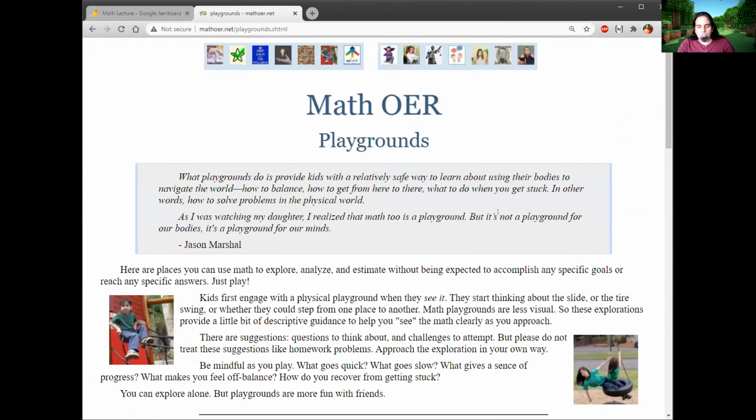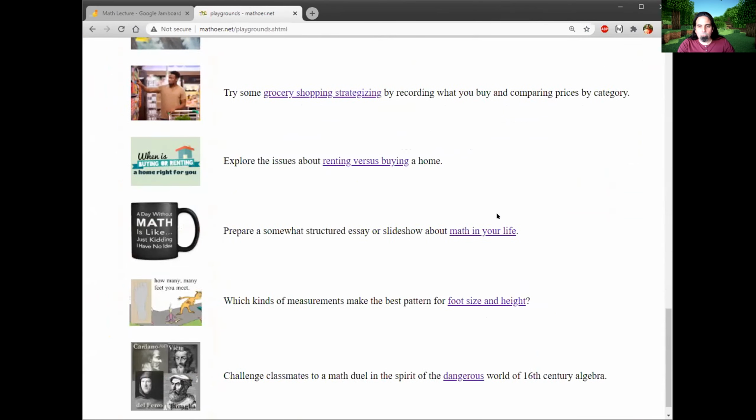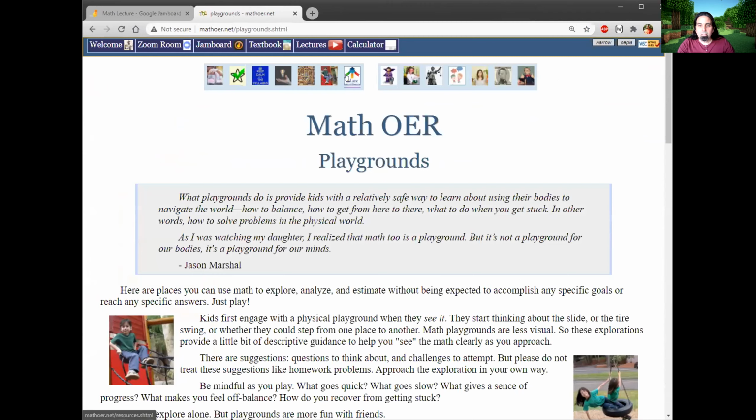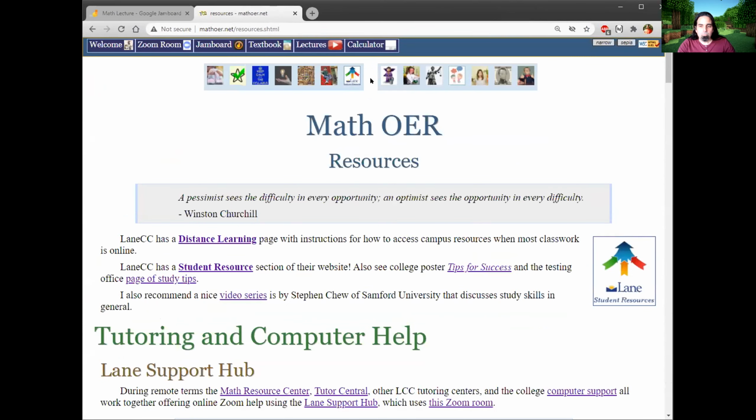Okay, playgrounds. These are places to play with math, maybe see different kinds of math that you're not familiar with. And then that resources page. There we go. Okay. Any other questions before I click on the little Lego guy and we start talking math?